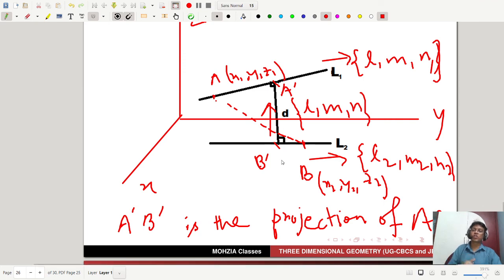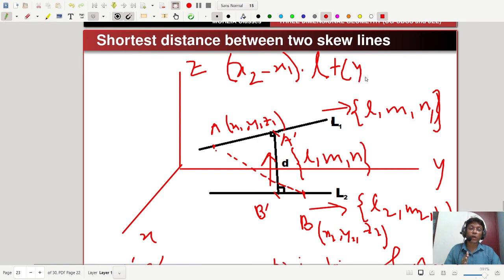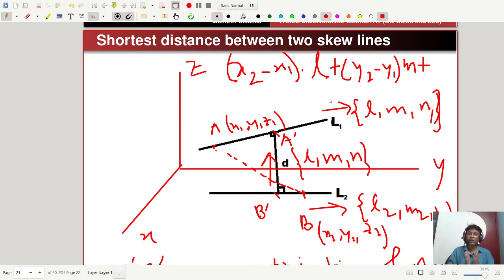And if it is the projection in the direction of the shortest distance, then the dot product with the element will be 0. So you have x2 minus x1 dot L, because A prime B prime is the projection of AB in the direction of the shortest distance. So you have x2 minus x1 dot L, y2 minus y1 dot M, and z2 minus z1 dot N. That is the projection. That will give you the projection in that direction. That is how to calculate projection.